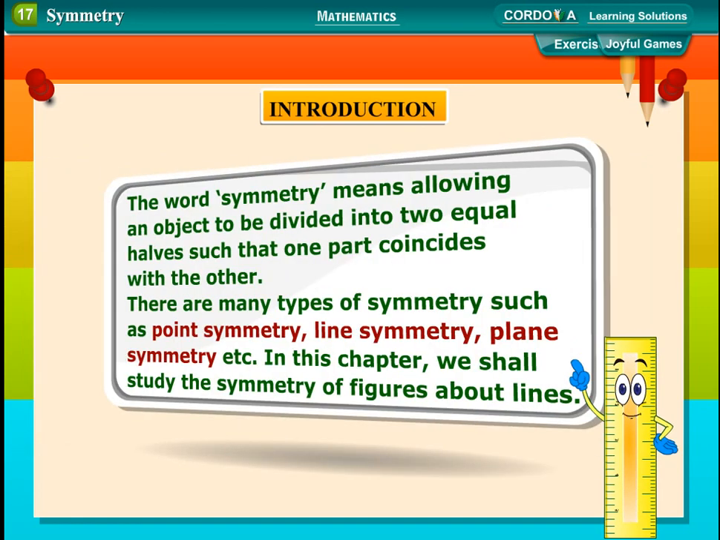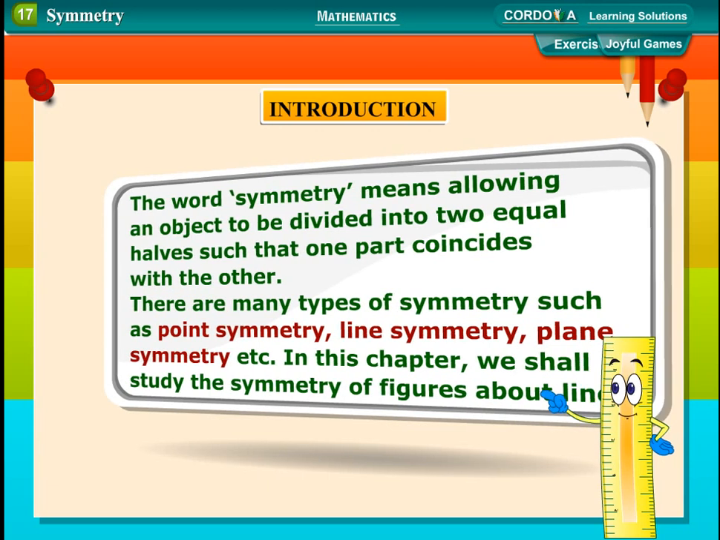The word symmetry means allowing an object to be divided into two equal halves, such that one part coincides with the other. There are many types of symmetry, such as point symmetry, line symmetry, plane symmetry, etc. In this chapter, we shall study the symmetry of figures about lines.